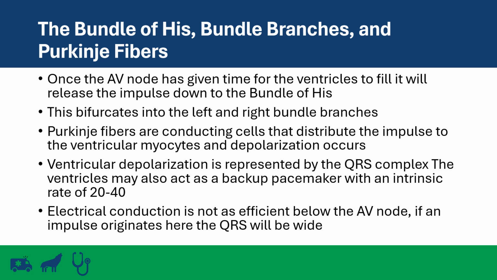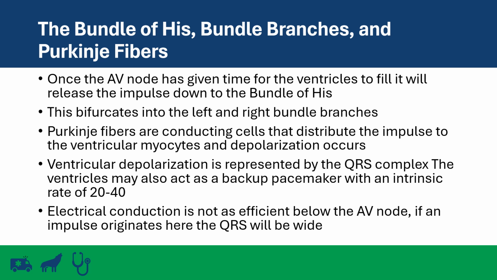Now, if the SA node and the AV node both stop working for some reason, the ventricles can also act as a backup pacemaker, and they can fire at an intrinsic rate of 20 to 40. So this is the slowest backup pacemaker.